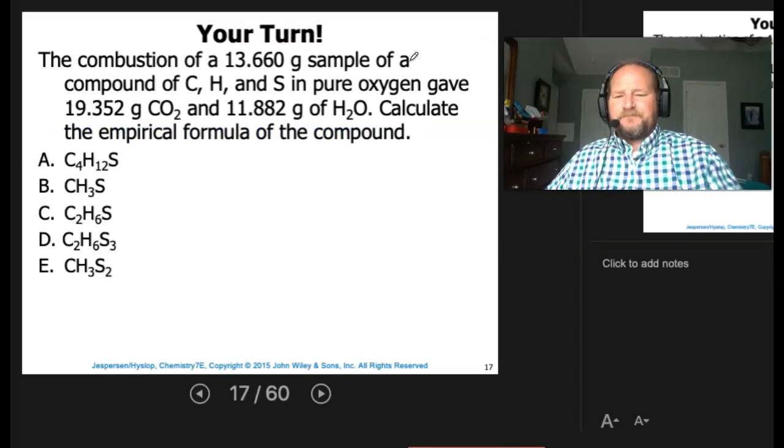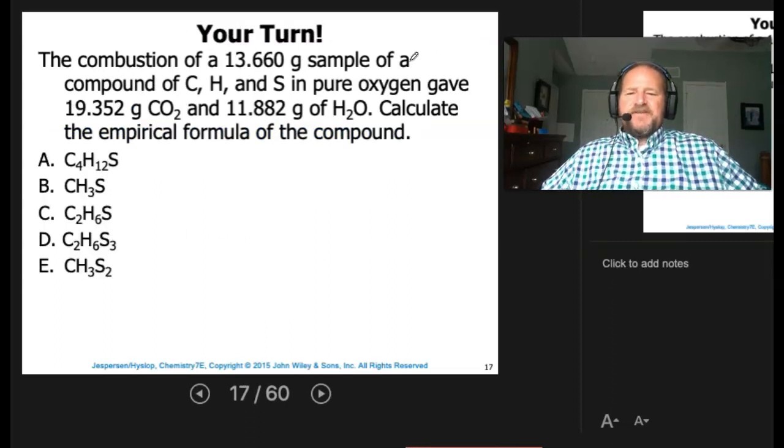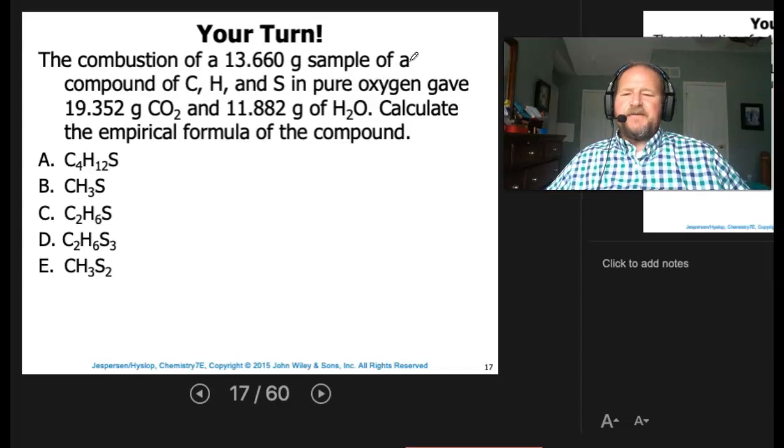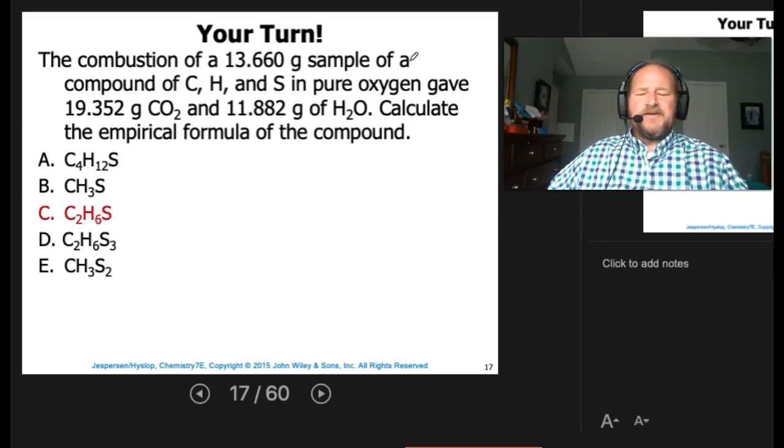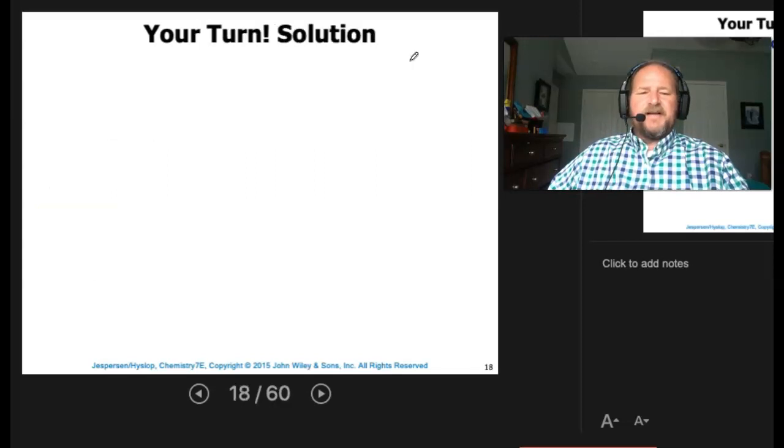Your turn. The combustion of a 13.660 gram sample of a compound of carbon, hydrogen, and sulfur, and pure oxygen gave these values. Calculate the empirical formula of the compound. So I'll pause here. All right, so your answer is C. How did you do? All right, let's take a look at the solution.